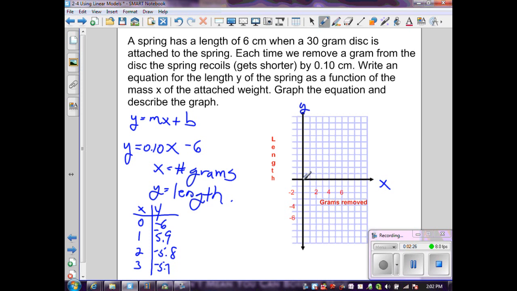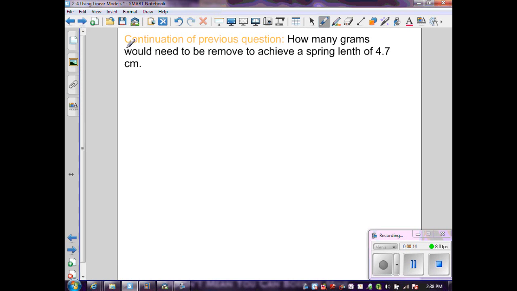Now, all I need to do is to graph my table. 0 grams removed, the length is 6. 1 gram removed, 5.9. 2 grams removed, 5.8. 3 grams removed, 5.7. Let's connect our points. And this graph represents the length y of the spring as a function of mass x, which is the weight in grams. Our next slide has a continuation problem.